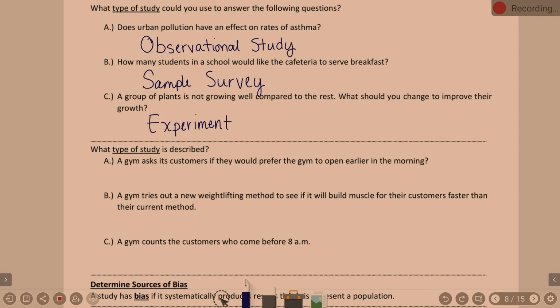Okay. All right. A gym asks its customers if they would prefer the gym to open earlier in the morning. Okay. If a gym's asking its customers, that's taking a sample, so some portion of that population, of that group, and it's asking them. Okay, it's not just observing, it's not changing anything, it is doing a survey. So sample survey.